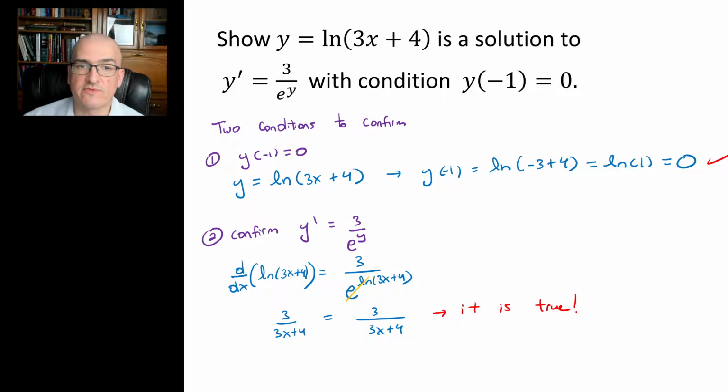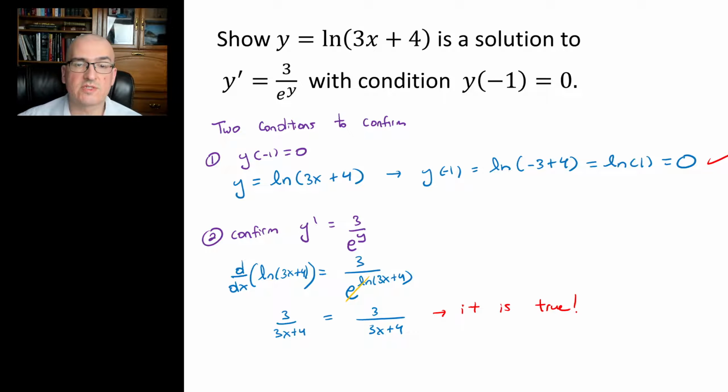So let's look at the easy condition first. y evaluated at -1 is equal to 0. We can take our function, replace x with -1, and make sure we get an output of 0. So y of -1, that's the ln of 3 times -1 plus 4. So the ln of -3 plus 4, the ln of 1, and the ln of 1 is 0. So that part does meet the condition, but we can't be confident about this thing solving the entire puzzle unless we also confirm that the derivative of the mystery function is equal to 3 divided by e to the power of the mystery function.